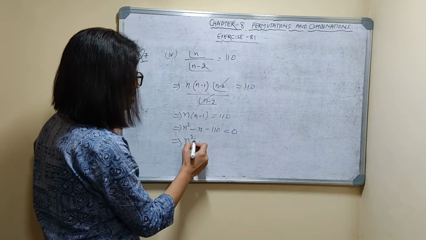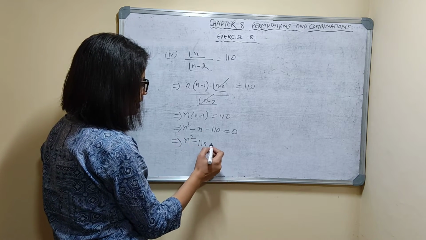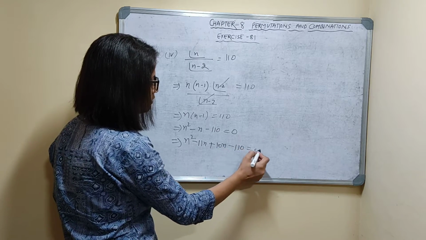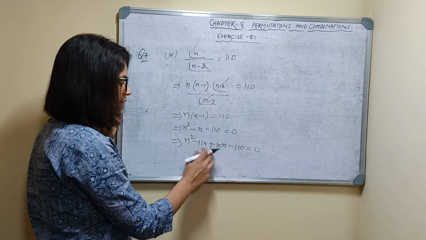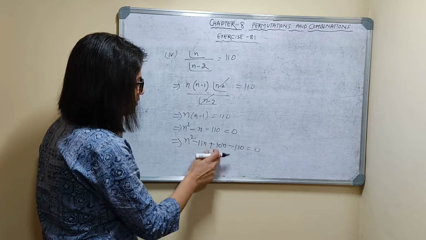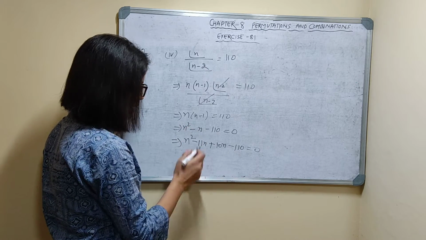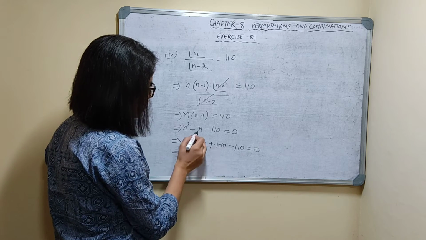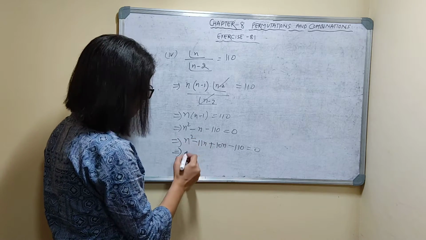So I can write n square minus 11n plus 10n minus 110 is equal to 0. 11 and 10 are the factors. So 11 tens are 110 and 11 minus 10 is 1. So I am taking minus 11n plus 10n, so I get minus 1n.